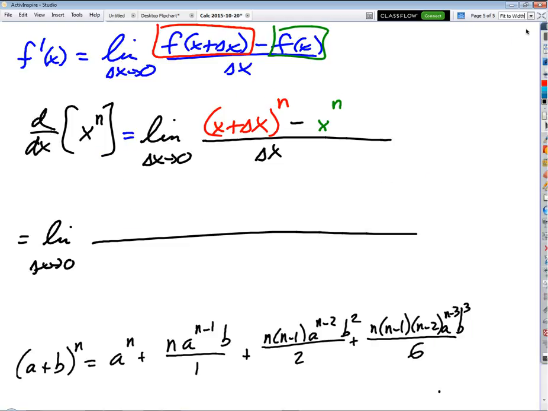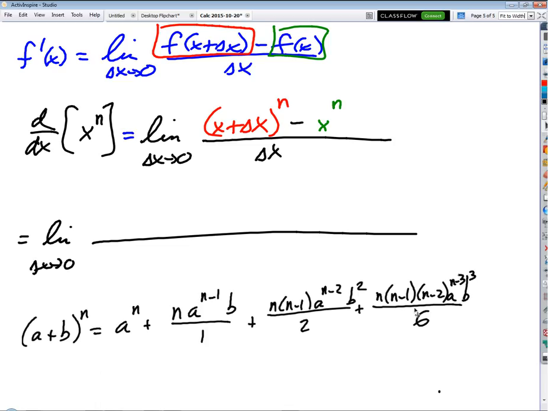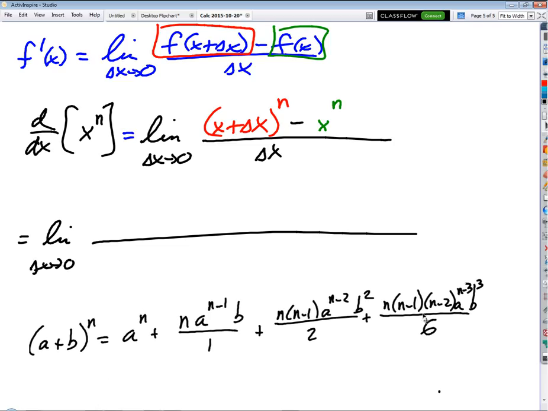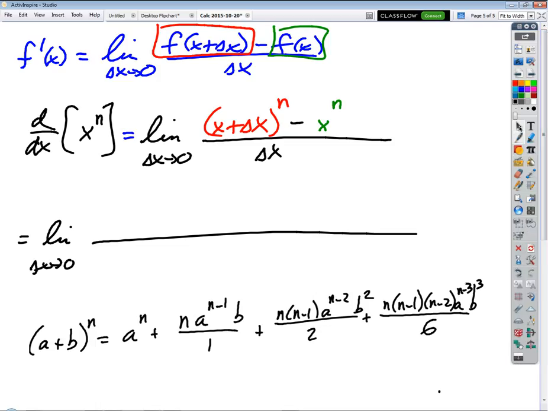Okay. All right, back up here, please. So there's our expansion. Now instead of a's and b's, what we've got here is x plus delta x to the n, right? So I'm going to have to write a little bit smaller, but we're going to expand this using our new trick, our expansion that we discovered, our pattern. So what's that going to be?